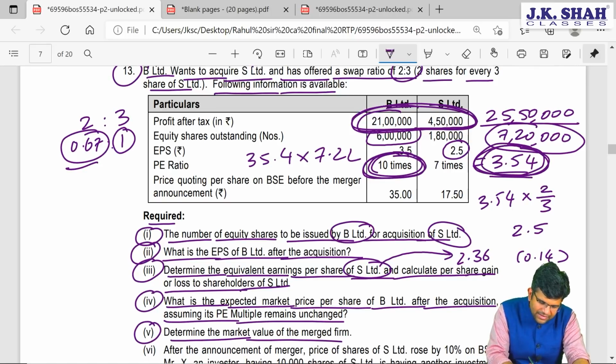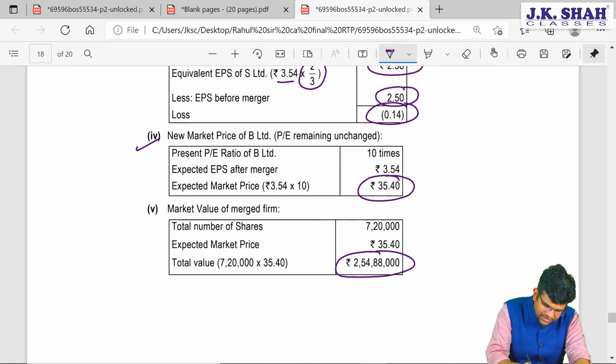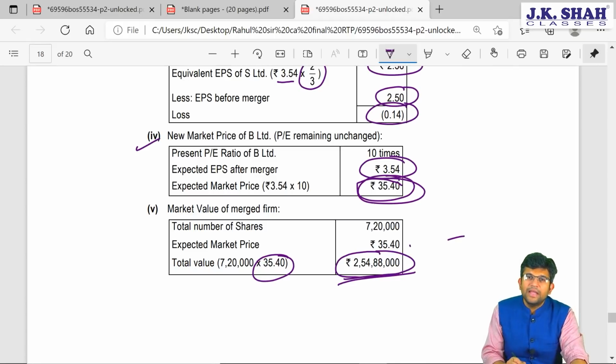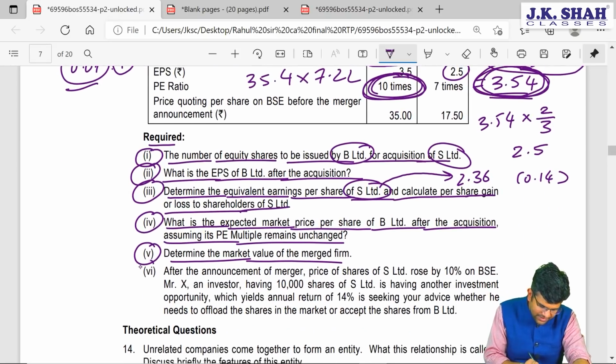Now children, this answer here is slightly rounded off because this number is slightly rounded off. Everybody, you're able to understand what I'm trying to say, that EPS of 3.54 was rounded off, therefore MPS of 35.4 became rounded off, therefore the overall value got rounded off. But don't worry, this answer is of course perfectly legitimate, right? All right, so moving on, point number 6.